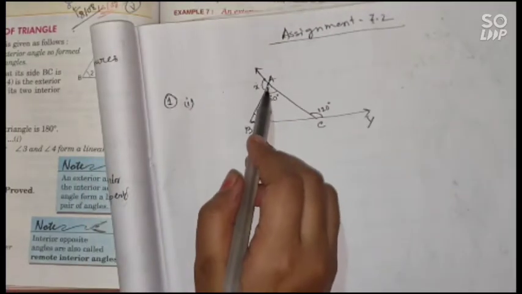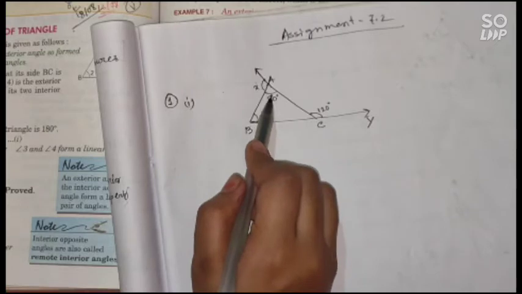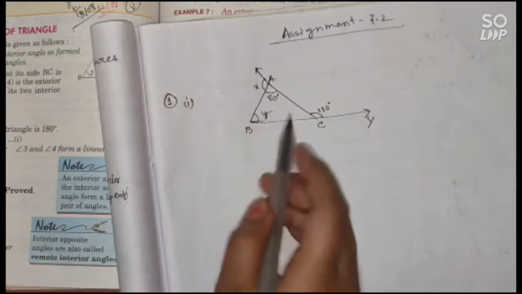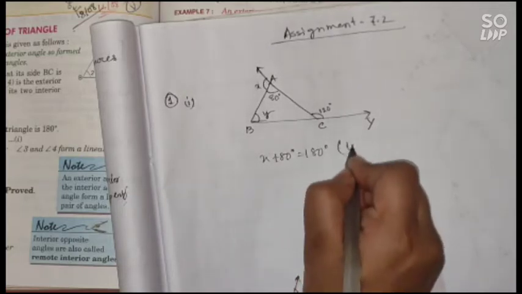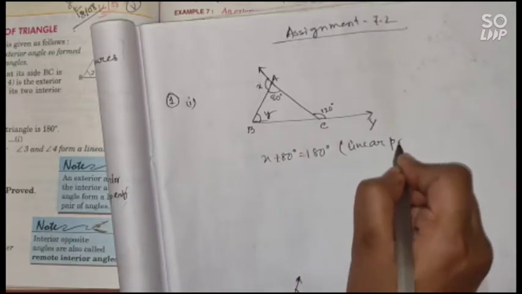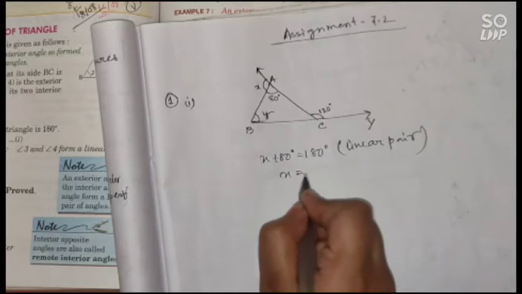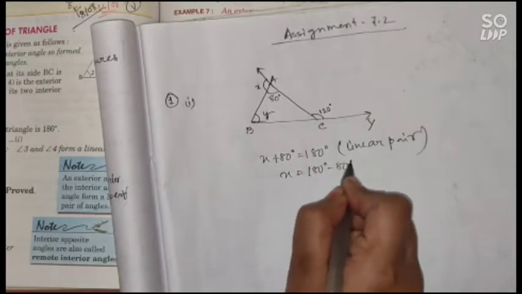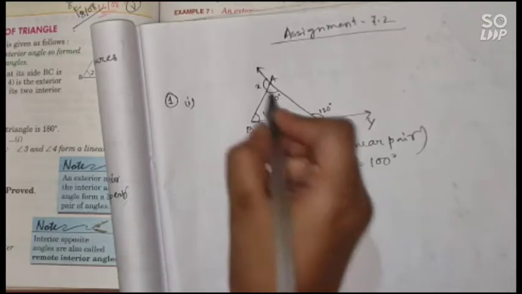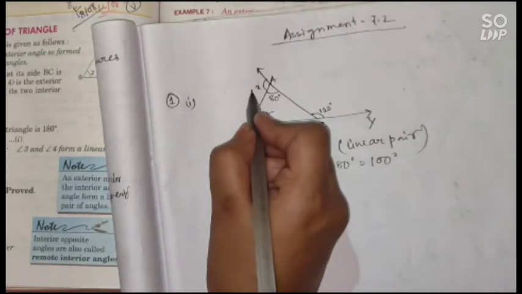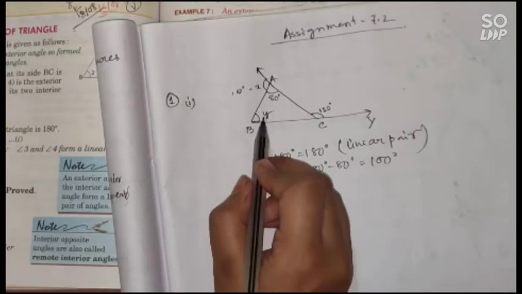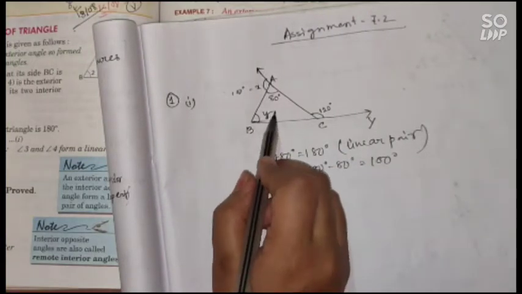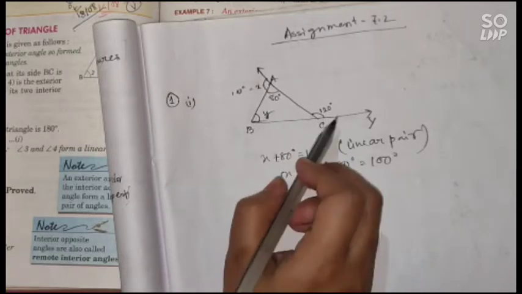In this figure, you can notice that this angle and this angle form a linear pair. So x plus 80 degree equal to 180 degree by linear pair. So x equal to 180 minus 80, that is equal to 100 degree. The value of this x is 100 degree. Okay. So now how can you get the value of angle y?